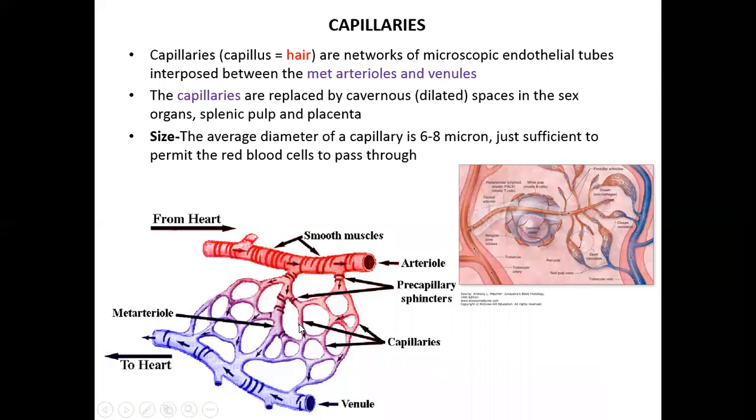Capillaries, we discussed about capillaries. They are hair-like structures. The meaning of capillaries is hair, and they are microscopic structures which are lined by endothelium, which can be seen between metarterioles and venules. And in some areas, capillaries are replaced by cavernous spaces, especially in sex organs like the penis, splenic pulp, and placenta. The average size of a capillary is around 6 to 8 microns, very small, and it is just sufficient to permit the red blood cells to pass through it. The RBC size is around 6 to 7 microns, so it just allows an RBC to pass through that.